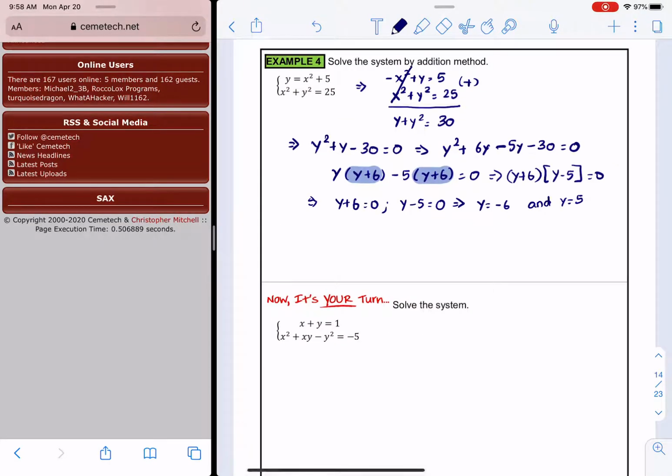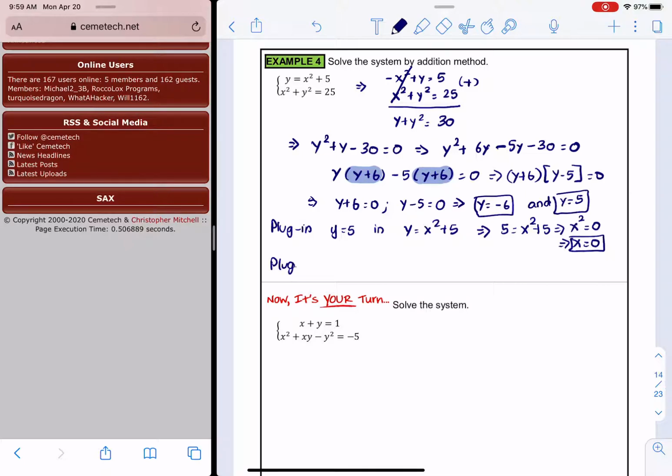So when I plug in y equals 5 in y equals x squared plus 5, I would end up getting 5 equals x squared plus 5, which would imply x squared is 0, therefore x is 0. And plug in y equals -6 in y equals x squared plus 5, which would imply -6 would equal x squared plus 5. x squared would equal -11, which would mean x is the square root of -11, which would give us a complex number, so plus or minus i square root of 11.